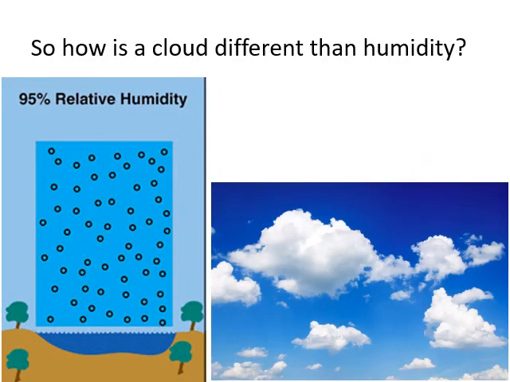So how is a cloud different than humidity? The difference between a cloud and humidity is the total amount of water in the air, but we really can't see it because it's all still individual drops, whereas a cloud is a mass of water that has been stuck together so that we can now see it.